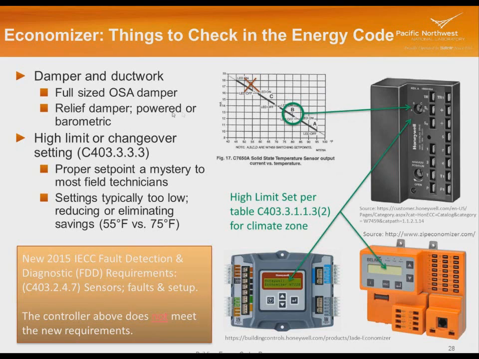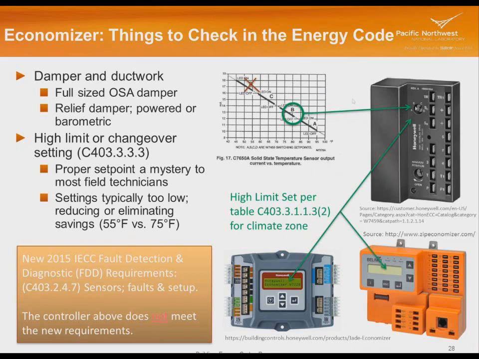There is a relief damper, either it's powered or barometric. Again, that's important to be able to get enough outside air in the building. We need to be able to get it out of there. And then that high limit changeover setting we just talked about is in compliance with our C403 section there. The proper set point, again, is a mystery to many field technicians, unfortunately. There's just not enough training out there about this, and the settings are typically too low. So that reduces savings if it's set down at 55 degrees.